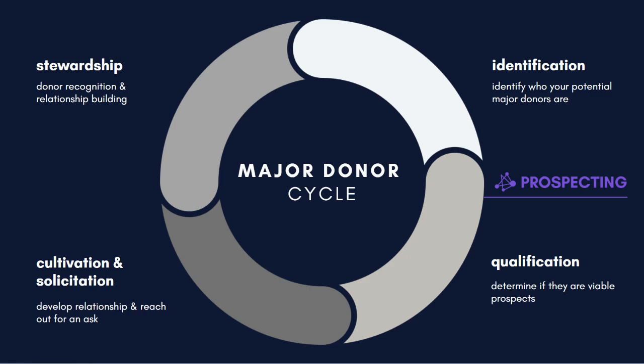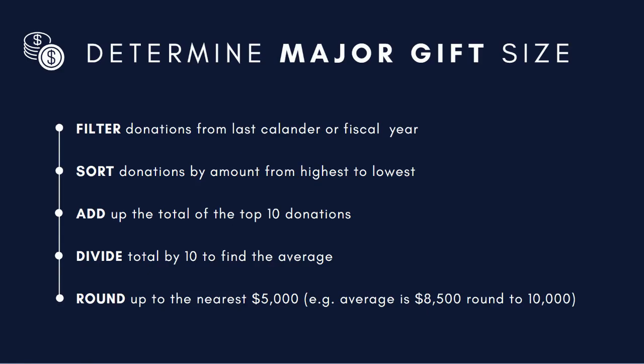Let's take a look. Now keep in mind that your organization might already have a very clear idea of what amount is considered a major gift. However, if you're curious to revisit this threshold, or your organization hasn't yet determined a major gift threshold, this will be helpful. I'll start with the steps and we'll look at this more visually when we dive in app a bit later. The first step is to use KIT's filters to view donations from the last calendar year or fiscal year, depending on your preference.